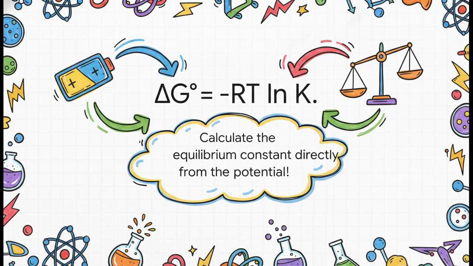And look at how perfectly these concepts connect. You already know from thermodynamics that standard Gibbs energy also equals minus RT natural log K. So, if we equate these two formulas, it means we can calculate the equilibrium constant K directly from the standard cell potential. This proves that electrochemistry is mathematically tied to the exact equilibrium concepts you've spent so much time learning. It's all one big interconnected system.